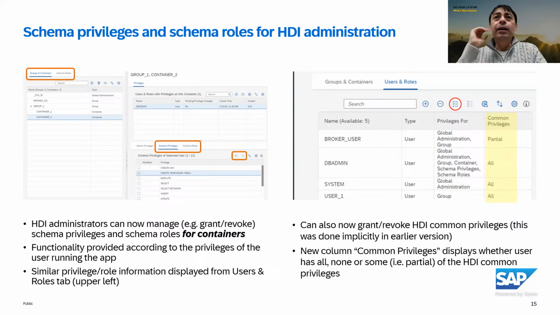Then if we look at the screenshot on the right-hand side, you can also grant and revoke HDI common privileges. Now, in the previous version, you could do that, but that was actually implicitly done. It was actually done automatically for you. But now it's possible for you to grant and revoke those HDI common privileges because you don't need common privileges for all the users. And in fact, you can remove common privileges if you want as well from the UI.